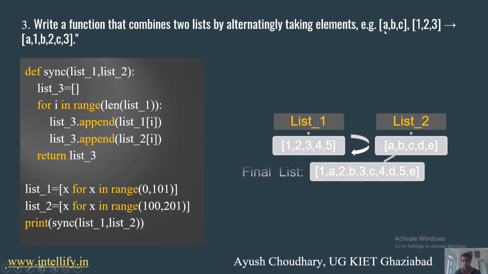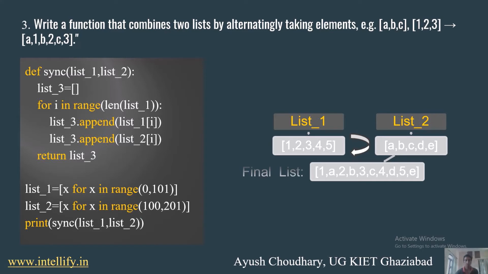So what we have to do here is take the first element of the first list and the first of the second list, then put it here, A1. Then we take the second of the first list and the second of the second list, like B and 2. Then we take the third of each and put it here. This is basically a synchronization-like thing.